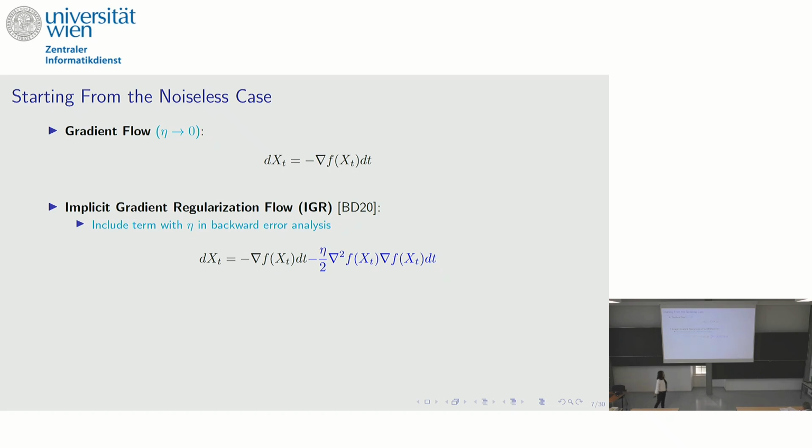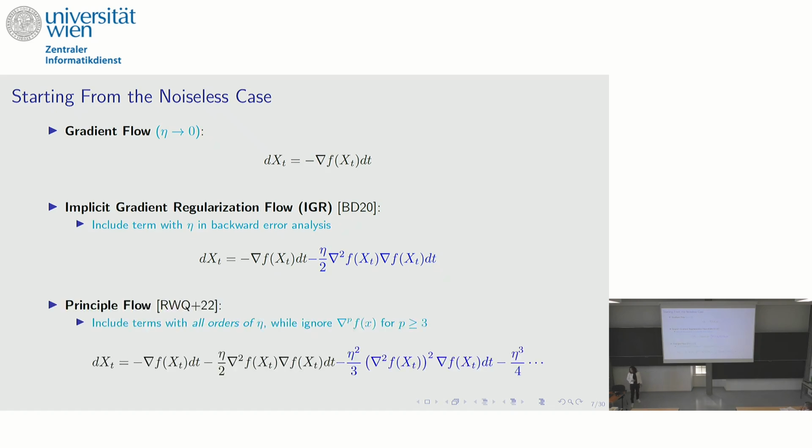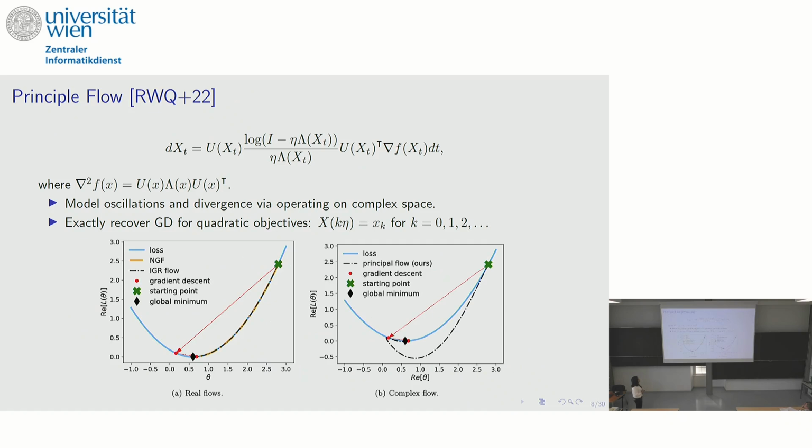And if you actually include all the terms of any order of eta, and ignore, say, the high order gradients of your objective function, then you can construct the so-called principal flow, which is defined by these power series here that is related to the Hessian and the gradient. So this principal flow actually admits a very simple, very concise form, which looks like this. Here, U and lambda correspond to the eigenvectors and eigenvalues of your Hessian matrix. Okay? And your flow is defined by this sort of logarithmic function with some matrix multiplication with eigenvectors.